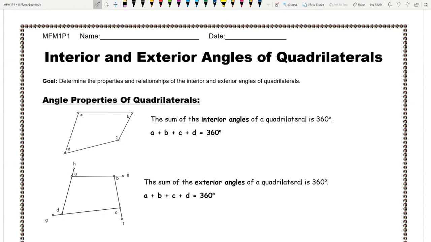The sum of the exterior angles of a quadrilateral is 360 degrees as well. That means if you add up the exterior angles labeled in that second shape there, A, B, C, and D, you would get 360 degrees. Now you should know that in fact the sum of the exterior angles of any polygon is going to equal 360 degrees, and therefore this is a property that is not unique to quadrilaterals.